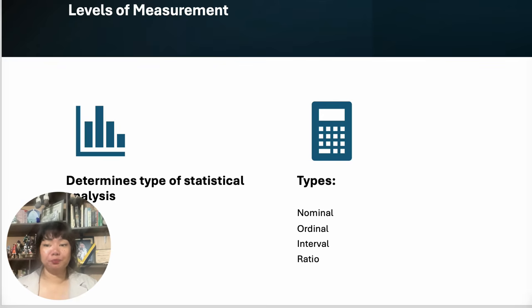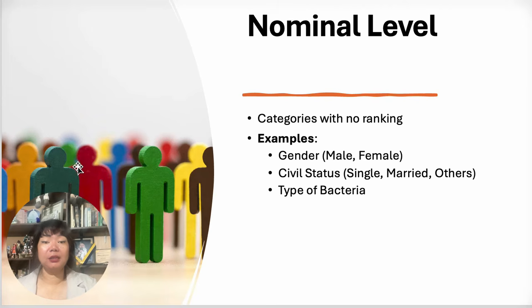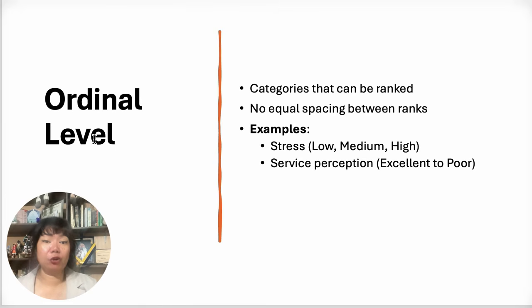Okay? So, now we have the nominal level. Amo ni gin-explain ko kagina, di ba? So sa nominal, data consists of categories or names used to label variables without any order or ranking. Amo ni mga examples. And then the ordinal. So ordinal may category siya, no equal spacing between ranks. So ang stress siya may low, medium, high. 'Di ba? Kung ma-measure kita sang perception, we have the excellent to poor.